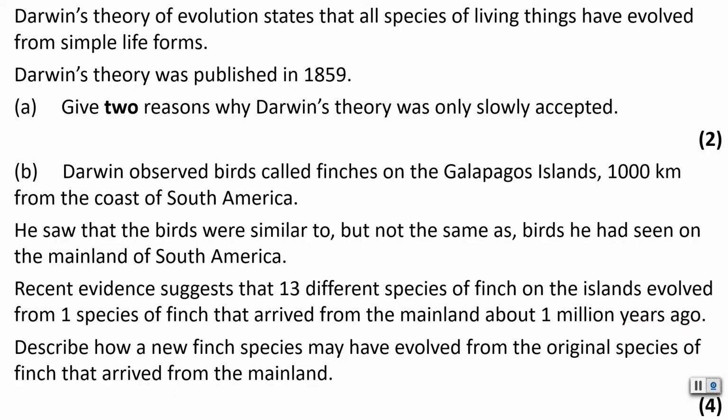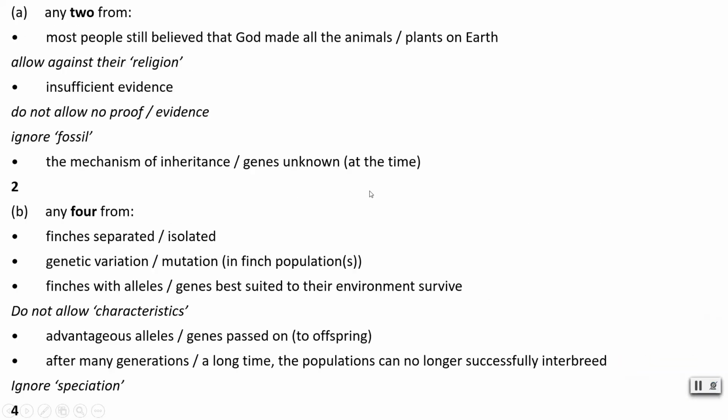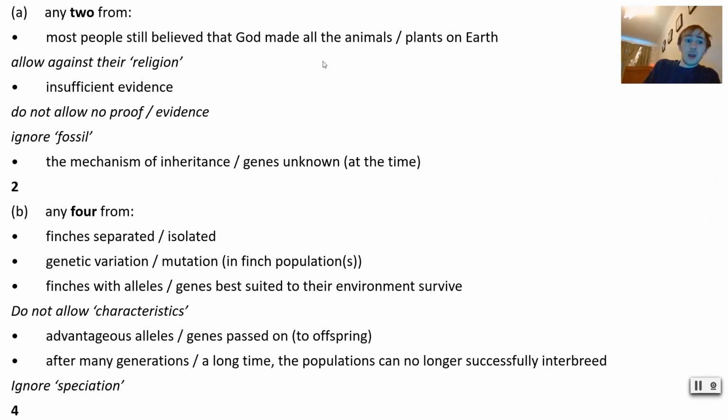Fine. So, there's your answers. Now, two reasons why most people still believed that God made all the animals and plants on earth. Fine. Insufficient evidence. No proof. That's fine. You can write that in several different ways. Insufficient proof would probably be a better way of putting it. And the mechanism of inheritance of genes unknown at the time.